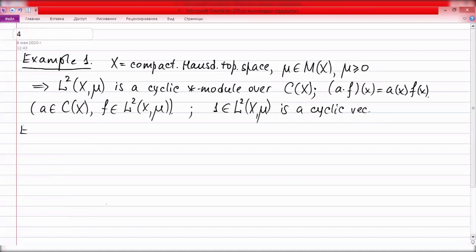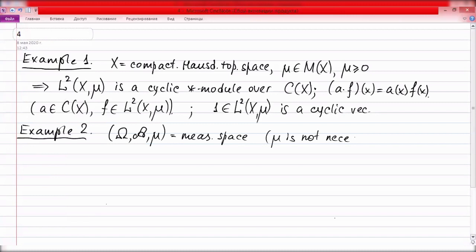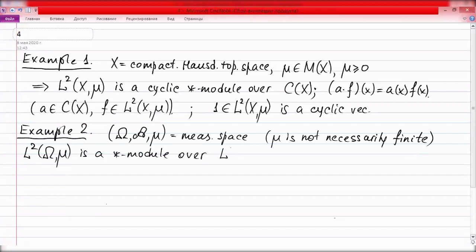Okay, now example 2. This example is more general and is not necessarily cyclic. First of all, suppose that we have a measure space, omega A mu. So the measure mu is not necessarily finite. Then it's easy to see that the L2 space, L2 of omega mu, is a star module over L infinity of omega mu. Again, the action is pointwise.